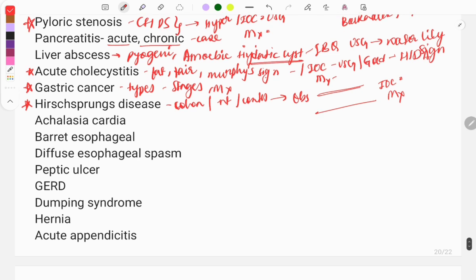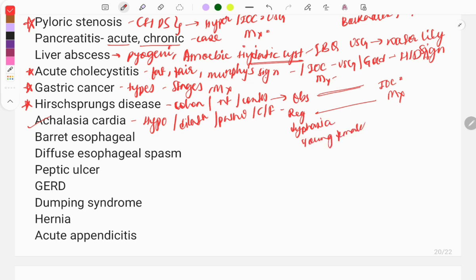Then let's look at some important esophageal disorders like the achalasia cardia, in which there will be the hypomotility, there will be dilation of the esophagus. So do look at the pathophysiology also, and look at the clinical features, and if they give it in a case, then there will be describing the features like the regurgitation of the food, then dysphagia, and mostly it happens in a young patient, so the young females will be given.